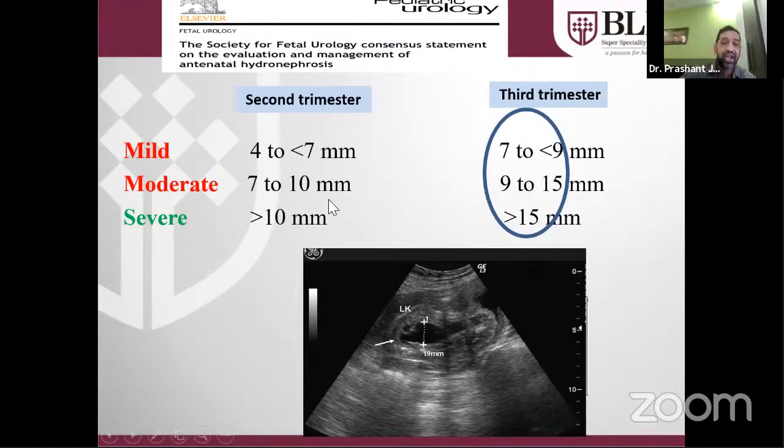Now, this has really helped us not only in classifying the severity of hydronephrosis, but also in deciding the management required in these patients and also the follow-up.